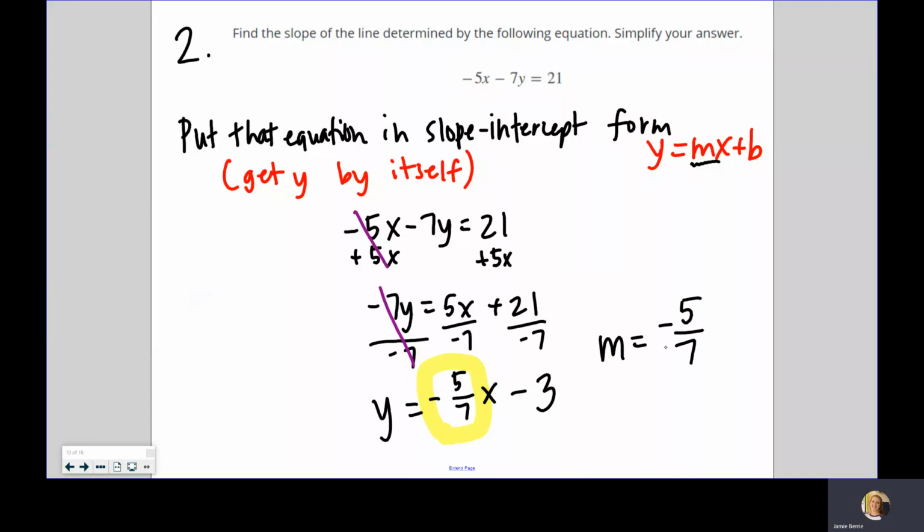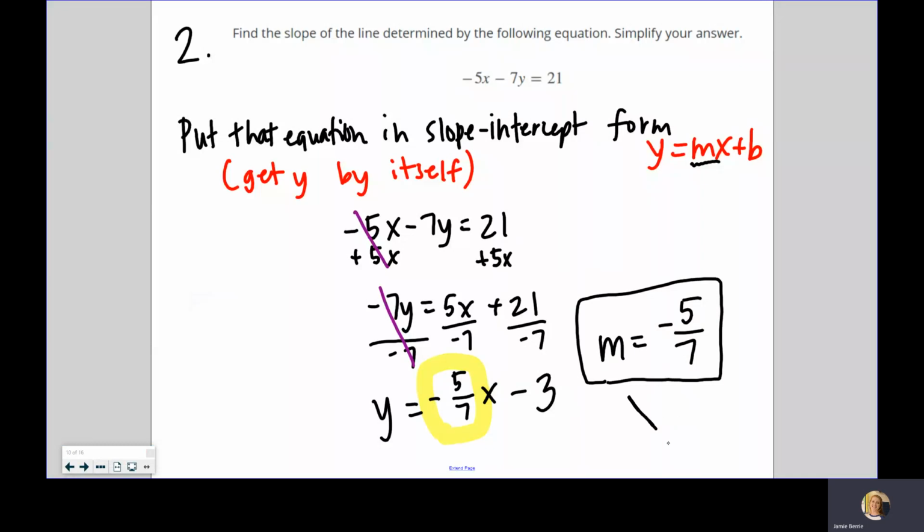And again, we talked about this in class, but you can put the negative on the outside, to the side, up with the 5, or down with the 7. It does not matter where the negative is, it's still the number negative 5 over 7. Those are all the same number. So there's our slope, negative 5 over 7.